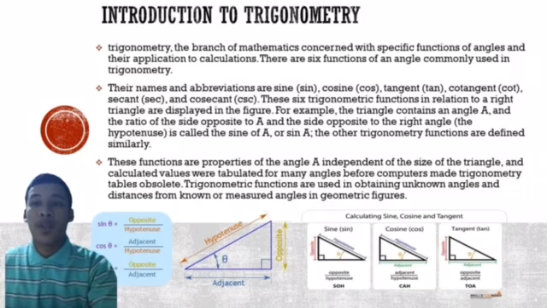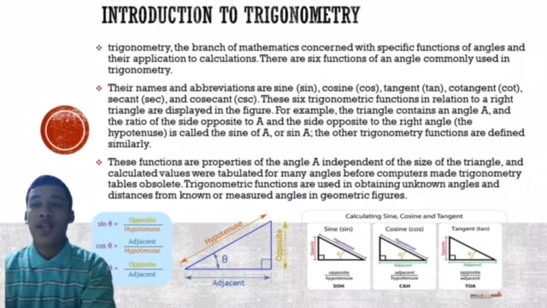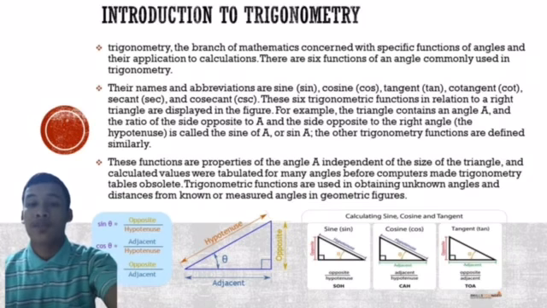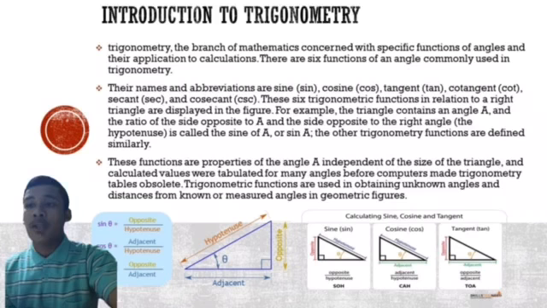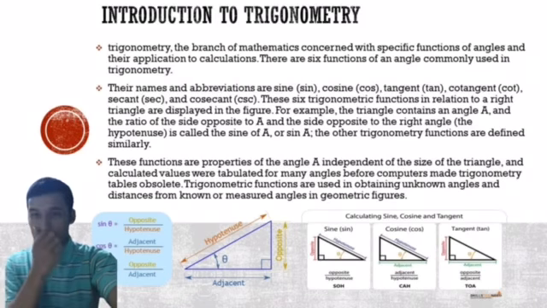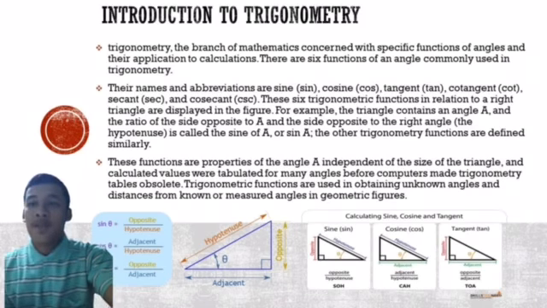Introduction to Trigonometry. Trigonometry, the branch of mathematics concerned with specific functions of angles and their application to calculation. There are 6 functions of an angle commonly used in trigonometry. The names and abbreviations are sin, cosine, tangent, cotangent, secant, and cosecant. The 6 trigonometric functions in relation to a right triangle are displayed in the figure.